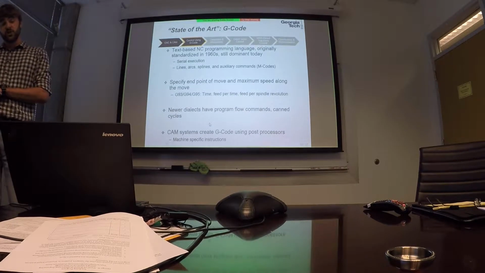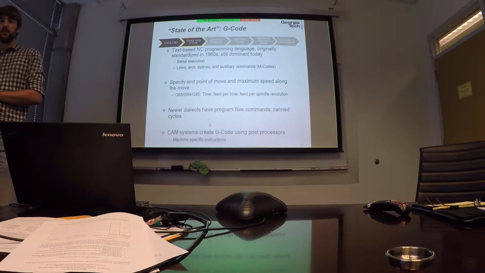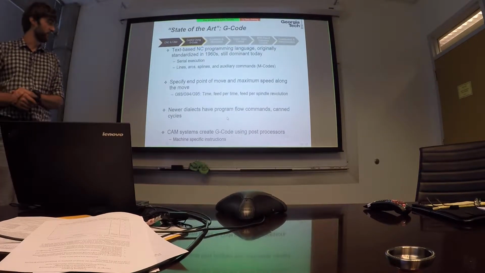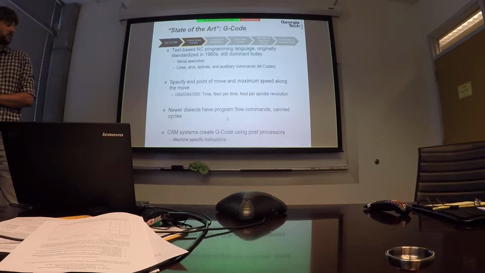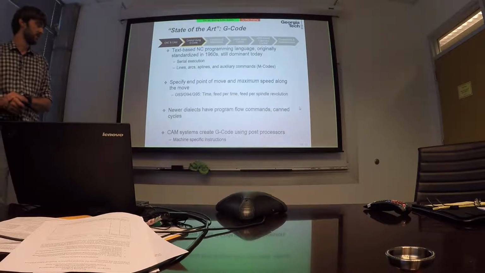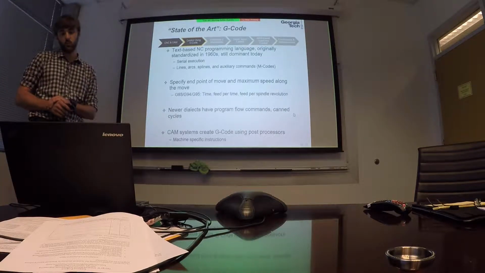So newer dialects of GCode actually are a little bit more complicated than simply auxiliary commands and motion commands. We have program flow like conditionals and loops, and we also have what are called CAM cycles, which are peck drilling or things like this that would be a common operation that we would want to represent in one line.